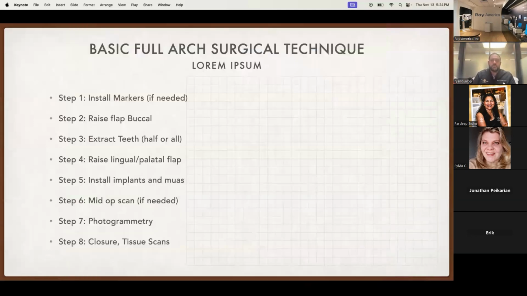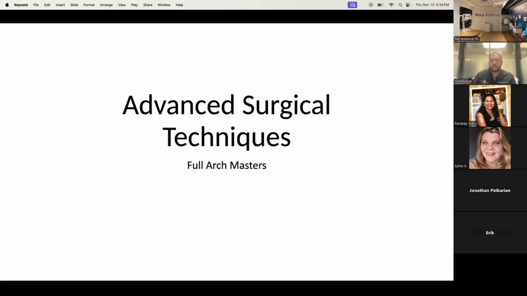So just as a summary, you install your markers if you're going to use those, which were those screws on the palate, then raise your buccal flap, and either extract all the teeth if you're able to use markers, or half of the teeth if you're not able to use markers. Then you raise the rest of your flap and get access to the ridge so that you can reduce the bone. Then you install your implants and your multi-units, and you do a mid-op scan if you're doing the mandible. You do your photogrammetry scans to get your implant positions, and then you close the case up with suturing, and you scan again at the very end.